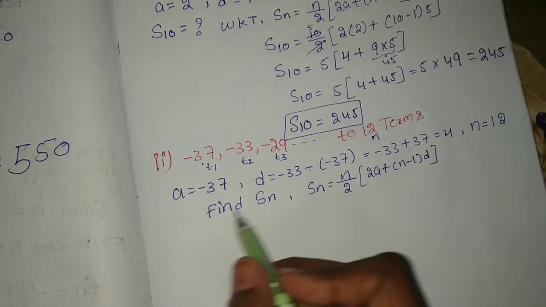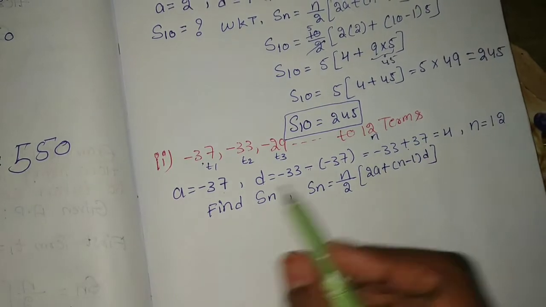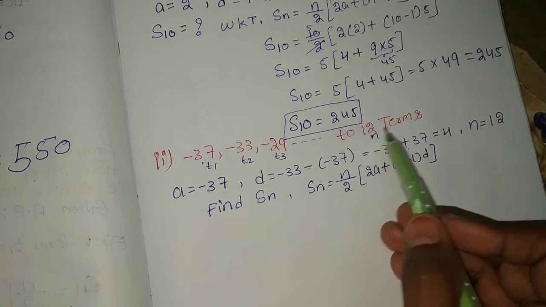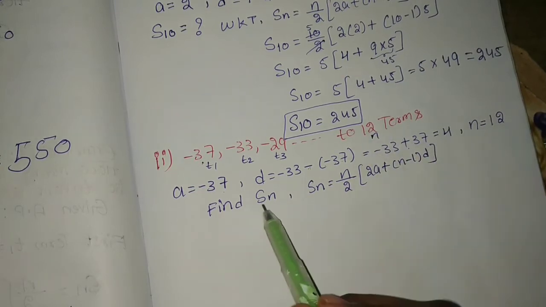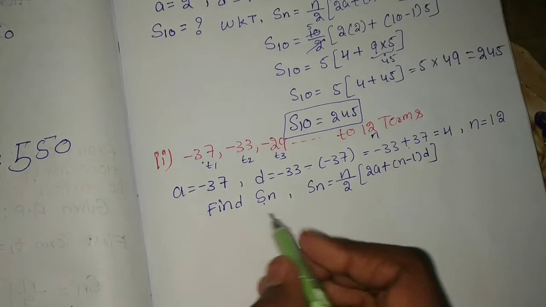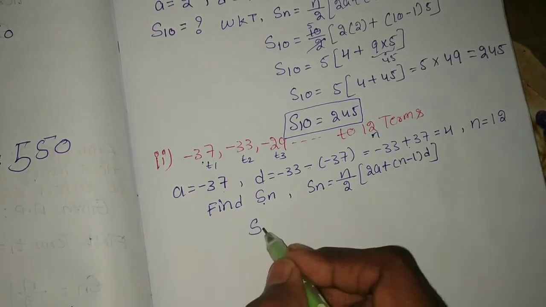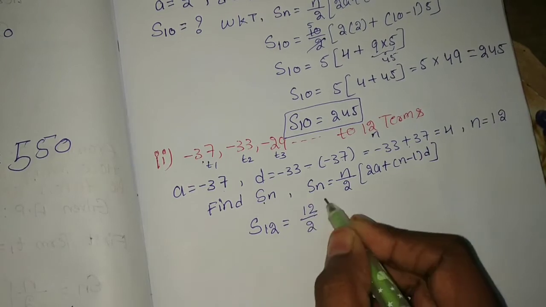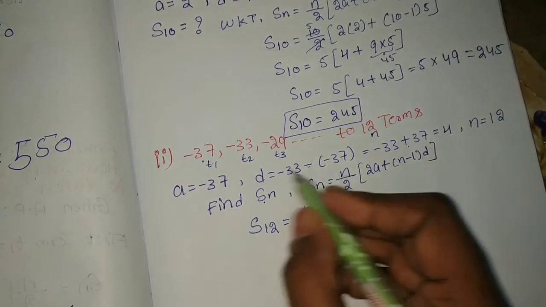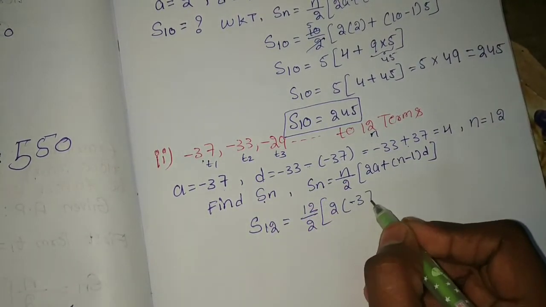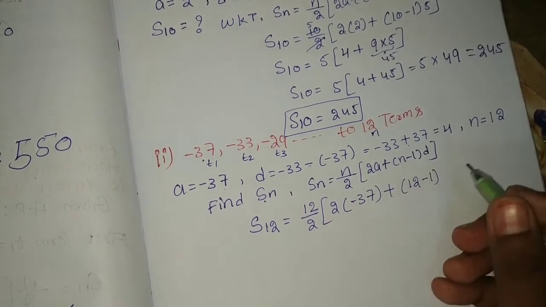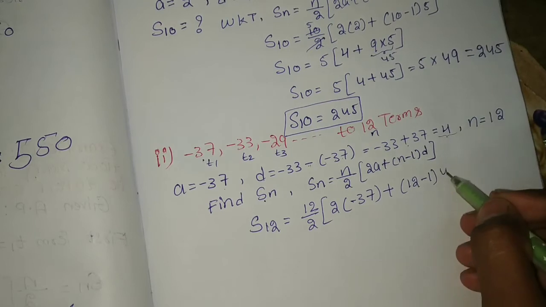Understand? So we need to find Sn. What is n here? N means the number of terms. So we have 12 terms. We need to find the sum of n terms. So let's start. Sn, that means S12, is equal to 12 divided by 2 into, what is A? A is minus 37, plus 12 minus 1 into, what is the common difference D? That is 4. Write it down like this.